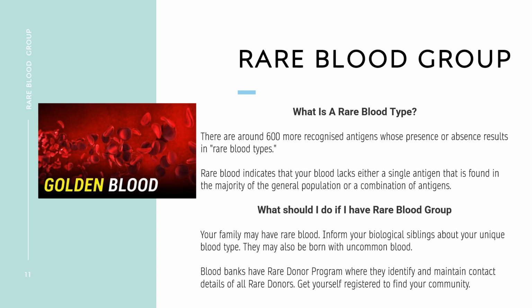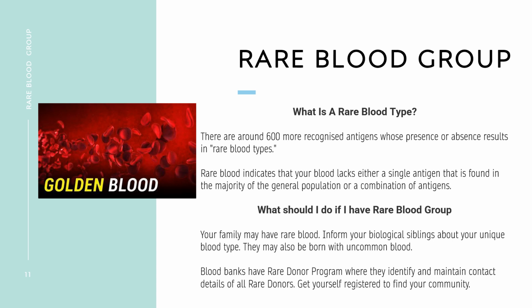If there is a person who does not have one or a combination of such antigens, in that case, such a person's blood is considered to be rare. Which means that a rare blood group is one which lacks either a single antigen or a combination of antigens which are otherwise generally found in the majority of the population.